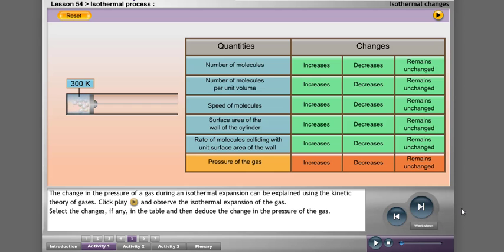The change in the pressure of a gas during an isothermal expansion can be explained using the kinetic theory of gases. Click play and observe the isothermal expansion of the gas. Select the changes, if any, in the table and then deduce the change in the pressure of the gas.